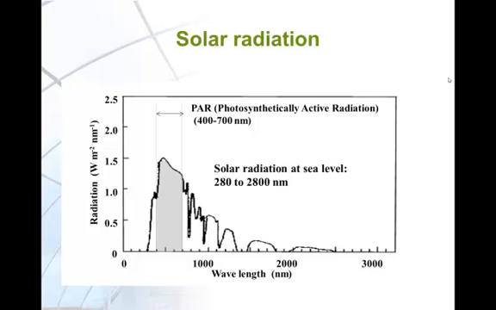This is a solar radiation spectral signature, measured in the unit of watt per square meter per nanometer. And here is the PAR range, 400 to 700 nanometers. The rest is infrared radiation and UV radiation. And the total range of solar radiation is 280 to 2800 nanometers.